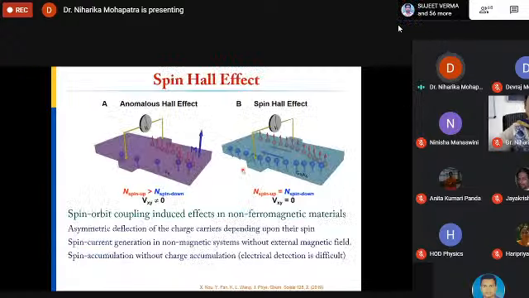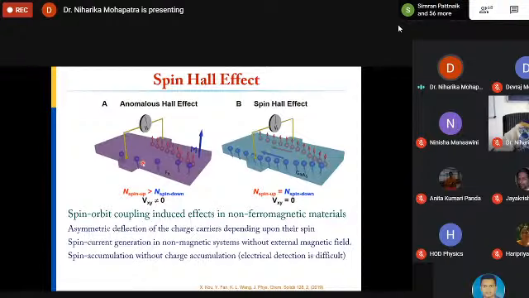So in non-ferromagnetic material, we can also have spin separation, and this is totally a spin-orbit coupling effect. So here you need to have high spin-orbit coupling to observe the spin Hall effect. The difference between the anomalous Hall effect and the spin Hall effect is that in both cases you have spin separation, meaning up spin and down spin are separated at the two boundaries.